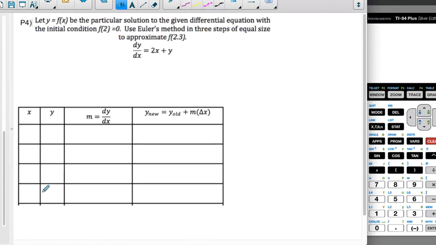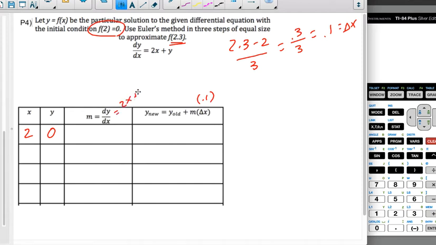All right, one last problem. You're going to try 3 rounds of Euler's method, right? So you're given the initial condition f of 2 is 0. And you're going to approximate f of 2.3 in 3 steps. So 2.3 minus 2 in 3 steps is going to be a 0.3 over 3 or a 0.1. So that's your delta x, right?